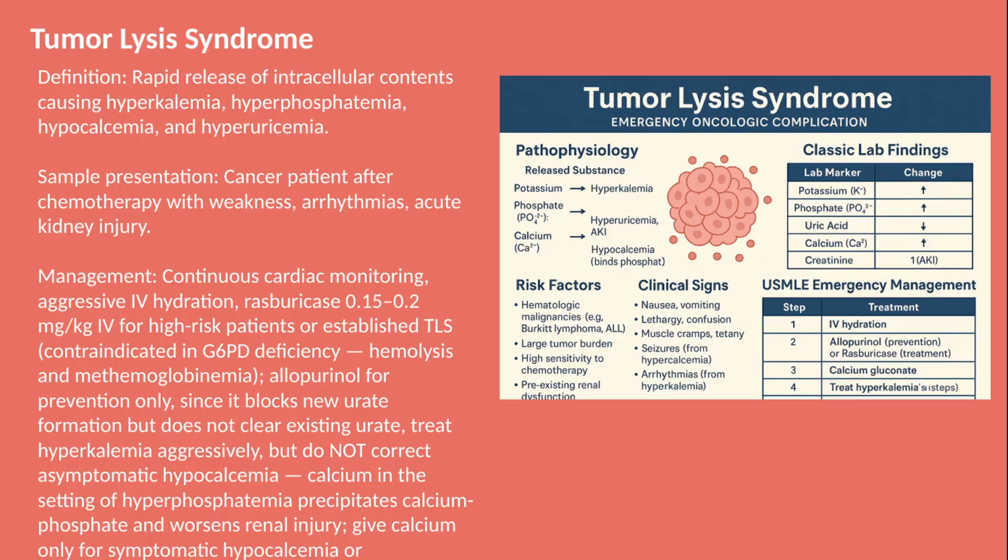Here is the subtle trap. Do not correct asymptomatic hypocalcemia, because giving calcium in the face of high phosphate drives precipitation into tissues. Treat calcium only for symptoms or arrhythmia. Involve nephrology early for dialysis, ICU, or monitored admission by severity.